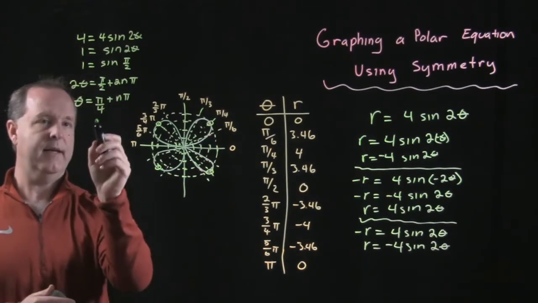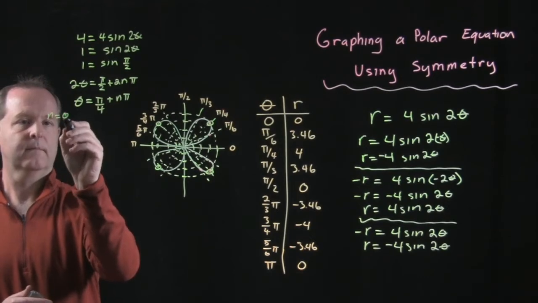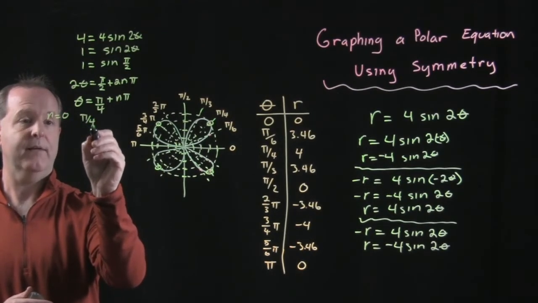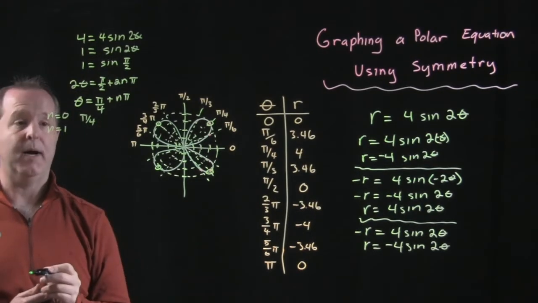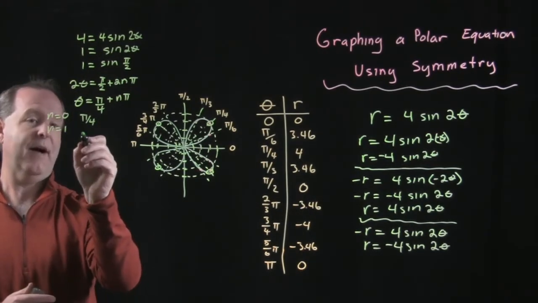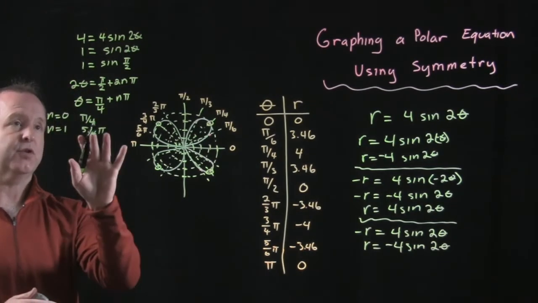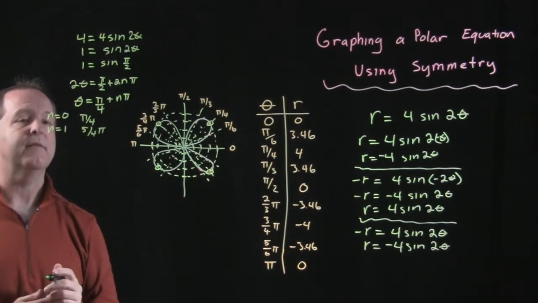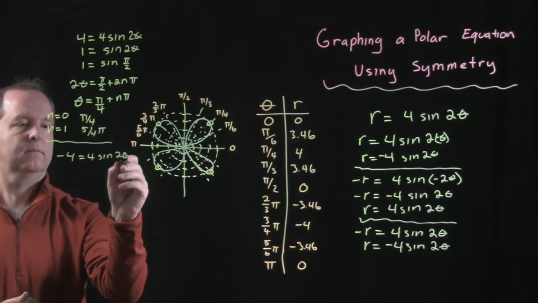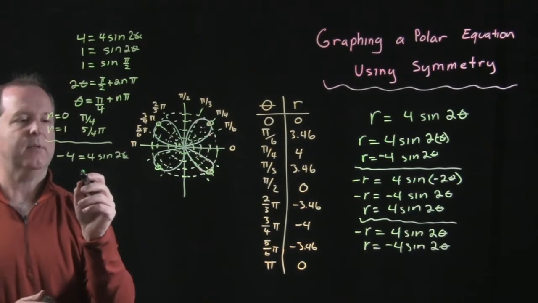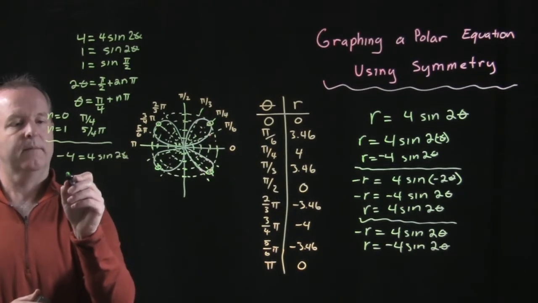So if n was 0, I have one petal point at pi fourths. When n equals 1, I have one at pi fourths plus pi, which is 5/4 pi. We also know that this is true when I have a value of negative 4.